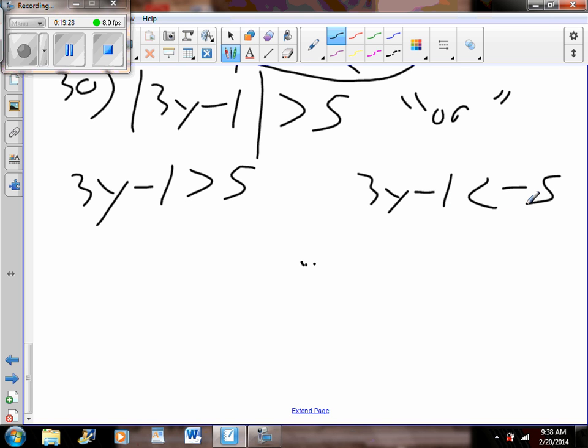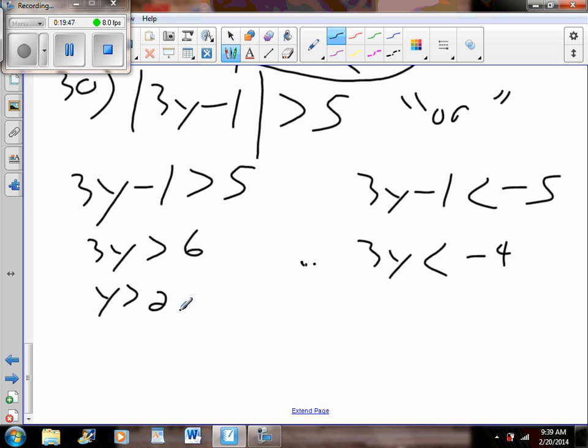Solving for both, adding 1 to both sides. We have 3y greater than 6, and 3y less than, not negative 6, negative 4. Okay, divide by 3. y is going to be greater than 2 on this side. Over here, y is going to be less than negative 4/3. I know it's a little bit freaky for an answer, but you do the math right. Sometimes that's what you get.